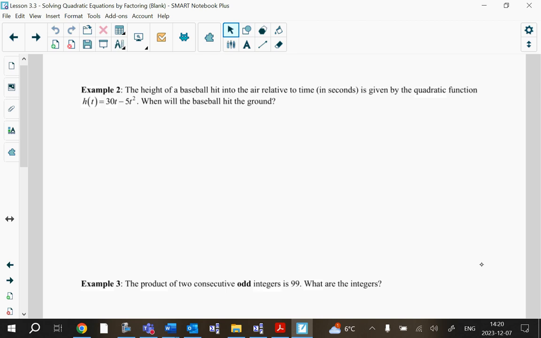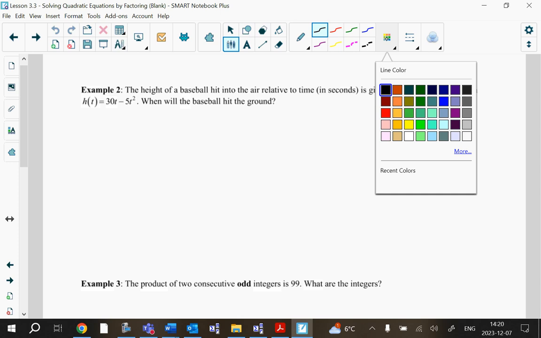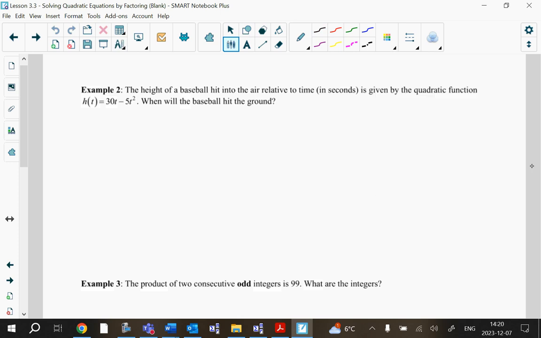Okay. So we've got the height of a baseball is hit into the air. And we can write an equation that represents the height of the ball over a certain period of time. And that equation is the height at any point in time will be 30 times whatever the time is in seconds minus 5 times the time squared. Okay? And we know the shape that it takes. It takes a parabolic shape. Okay? Remember, this is just fancy notation. It just means h. H of t and h mean the same thing. Just different types of notation.